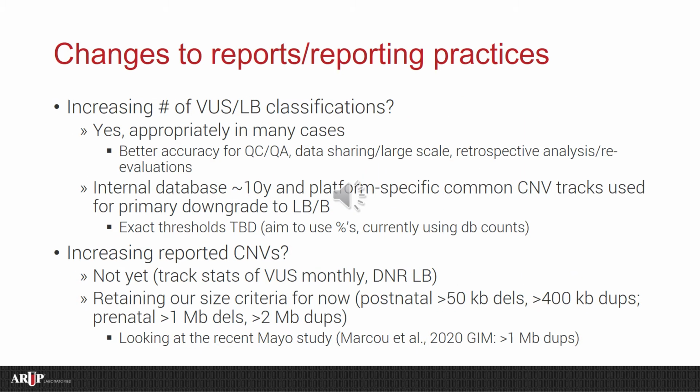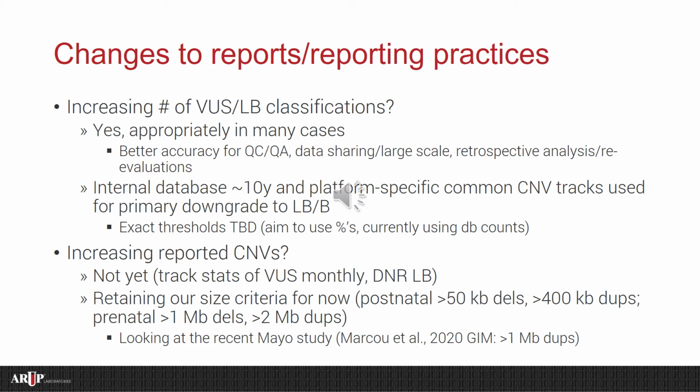So in terms of our experience using the metrics thus far, and questions submitted to us ahead of this webinar: is the new framework for CNV classification increasing the number of VUS and LB classifications? In our experience, yes, but appropriately in many cases. We've found so far that by starting at uncertain, we're becoming more accurate in our classifications and in documenting our rationale for downgrading CNVs, which helps us move away from traditional classification approaches such as prioritizing CNV size over gene content.